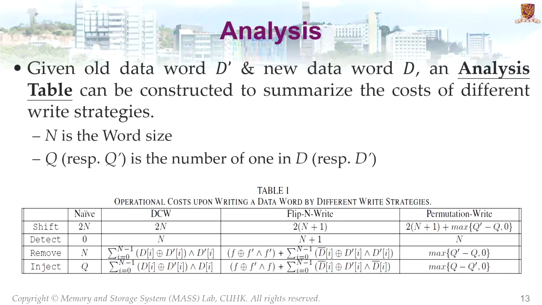And to better evaluate the PW algorithm, given the old data word and the new data word, we can construct an analysis table to summarize the cost of different write strategies in terms of the number of the 4 basic operations, which are the shift, detect, remove, and inject operations. But this part contains too many details, so I will skip it in this presentation. This analysis is well discussed in the paper, so if you're interested, please check out the paper for further details.